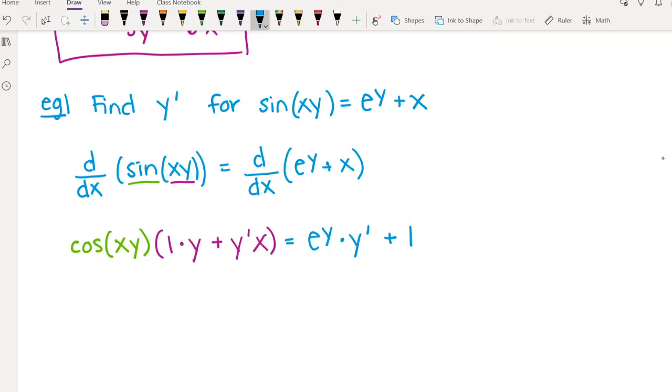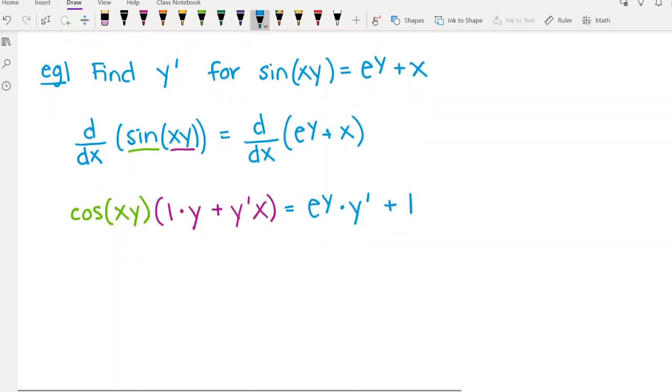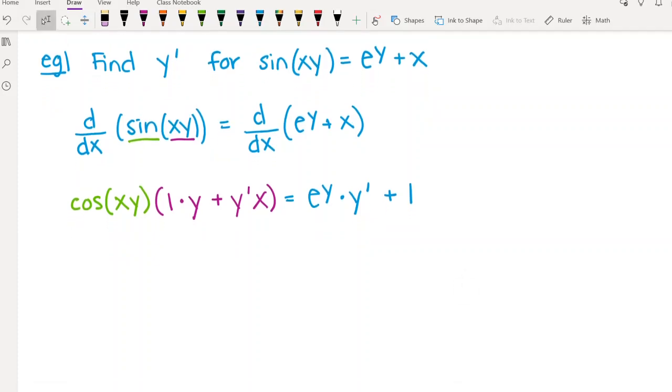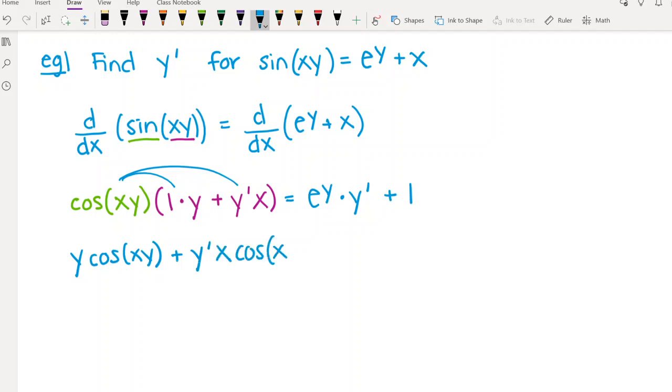Okay, so now we're going to distribute this. And so this is where things will start to look kind of crazy and messy, but just believe that if you know how to simplify an algebraic expression, it's really just the same thing. It's just that it is going to look a little bit crazier because there are more different letters going on. So we're going to distribute in like this. So we're going to get y times cosine of xy plus y prime x times cosine of xy is equal to y prime e to the y plus 1.